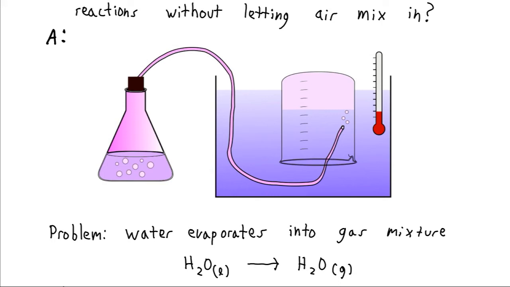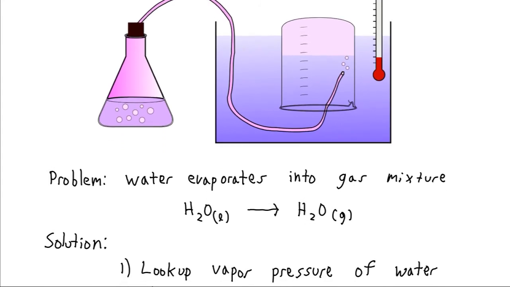Well, it's actually pretty straightforward because of Dalton's law of partial pressures. Dalton's law of partial pressures says that the total pressure, which we know, is equal to the sum of the pressure from the water vapor plus the pressure from any other gases. So we can actually just subtract the pressure from the water. And how do we know that? We just look it up in a table.